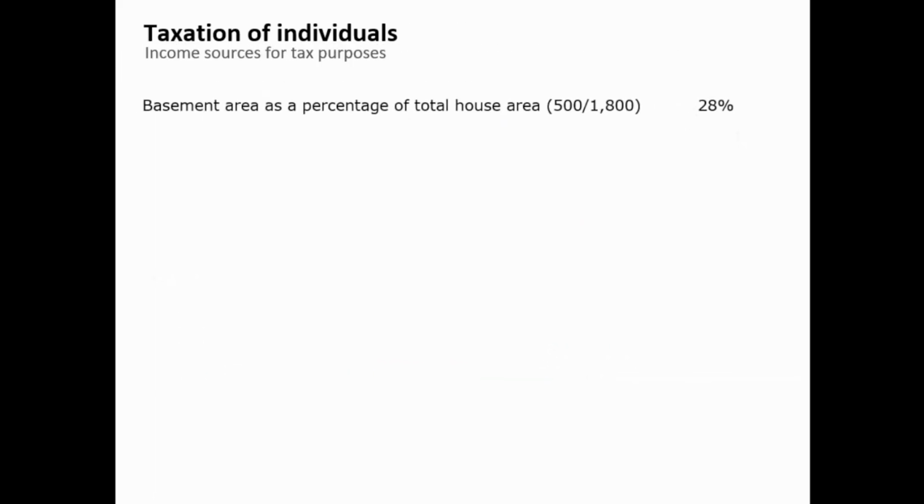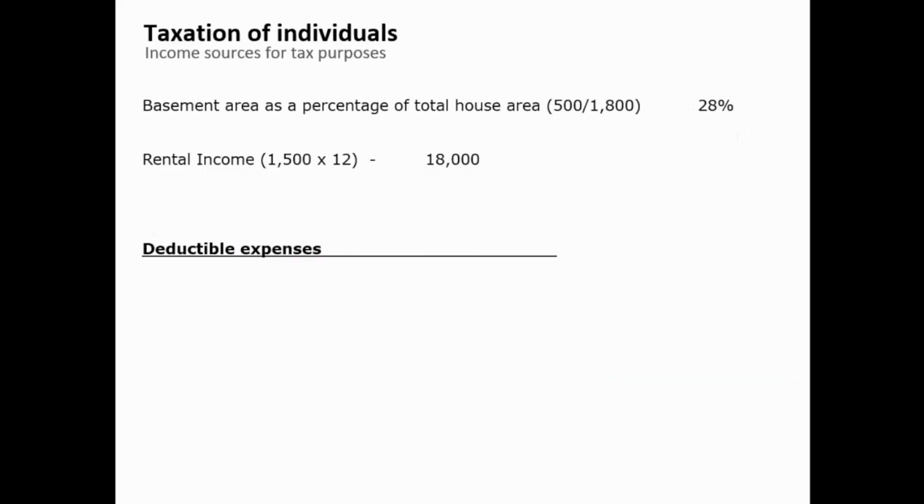Now, the first thing Mr. Boo has to understand is that he has to know the basement area as a percentage of the total house. So what percentage of the total house is the basement occupying? 500, which is the square feet of the basement, divided by 1,800, which is the square feet of the entire house. That is 28%. Okay? Now, rental income. Mr. Boo has earned 1,500 for 12 months. So 1,500 multiplied by 12, 18,000 rental income.